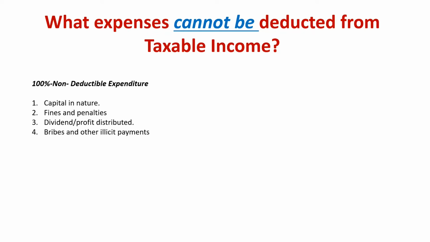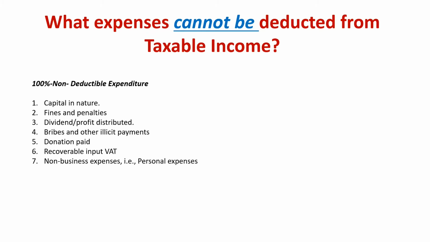Any bribes and other illicit payments, these are also not allowed to deduct from the taxable income. Donation paid is also not deductible. Recoverable input VAT that you are paying on the expenses on your purchase, this input VAT is recoverable against the output VAT, so that's why it is not an expense, so it is also not allowed to deduct.